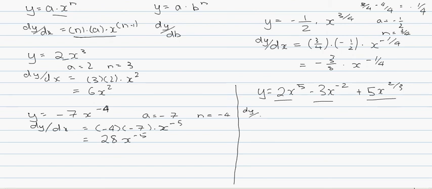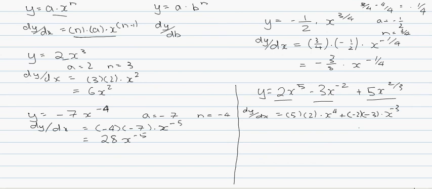So we get dy/dx. You bring this number to the bottom. So in this case we have 5. Bring that to the bottom. We get 5 times 2 times x to the power of 5 minus 1, which is simply 4. And for this bit, we have minus 2 times the number that we had before, minus 3, times x to the power of minus 2 minus 1. Minus 2 minus 1 is minus 3.